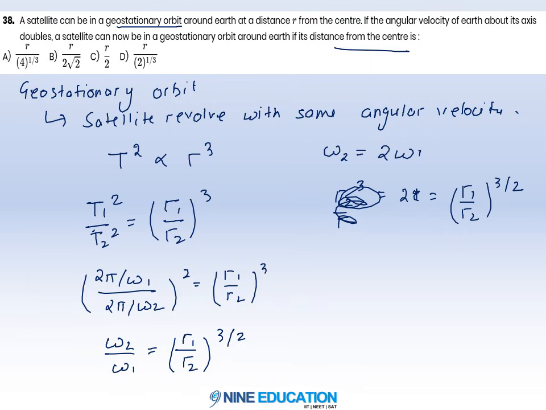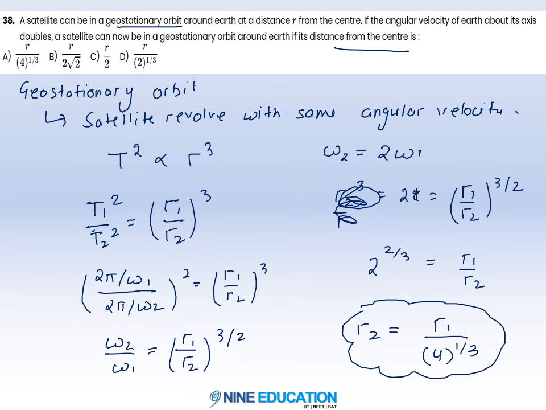We can also write it in this way: 2 power 2 by 3 is equal to r1 upon r2. So from here r2 we are getting is r1 upon 4 power 1 by 3. So this is the correct option.